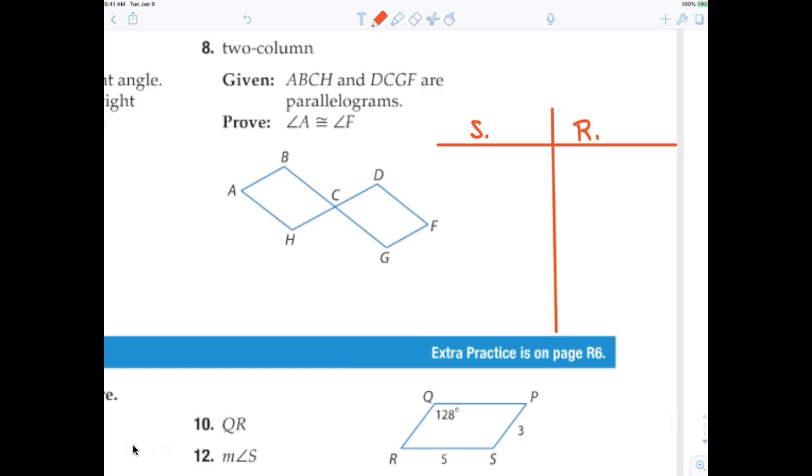And the first thing is ABCH and, are parallelograms. All right, ABCH, and that's just obviously given. Now if I wanted to try step 2, what do we know? Or what can somebody tell me?